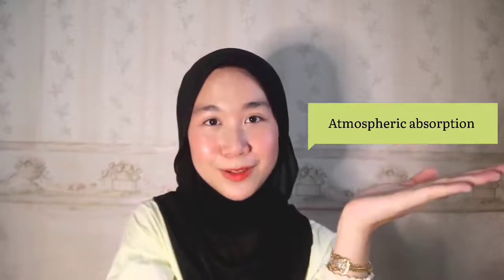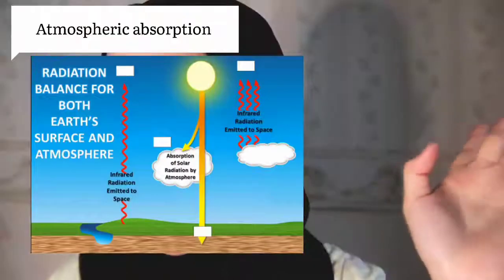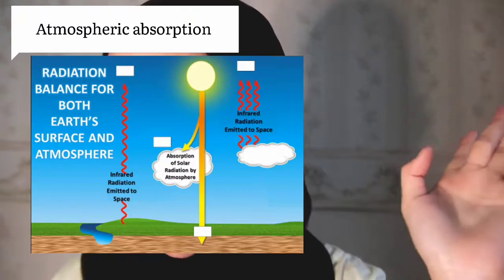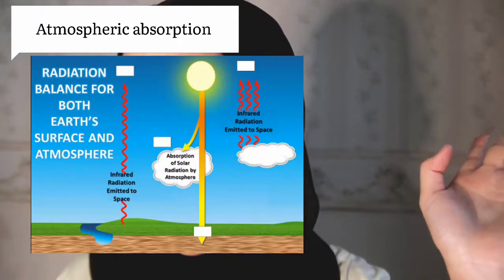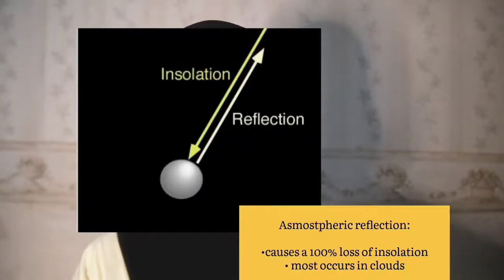Next is the solar constant. The solar constant includes all types of radiation, and the value of the constant is approximately equal to 1.366 kilowatts per meter squared. As solar radiation travels to reach the Earth, it tends to lose energy due to atmospheric absorption and also atmospheric reflection. Energy lost due to atmospheric absorption is where a sizable proportion of energy is lost to space. Meanwhile, atmospheric reflection causes 100% loss of the insolation. Atmospheric reflection mostly occurs in clouds.